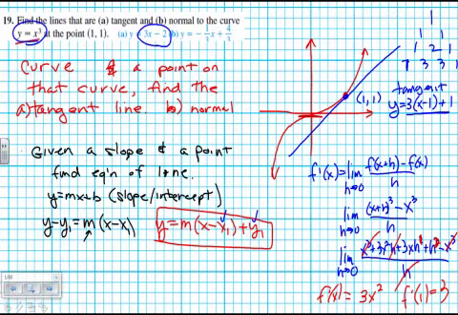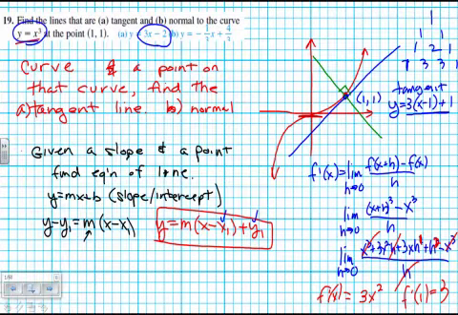Okay, what about the normal? Well, did we even define normal in class? Normal just means perpendicular to the tangent line. So going through this point, but at a right angle. The reason why I like the point-slope form is because it's easier to get to the normal. I can read the answer off right from what I'm given.